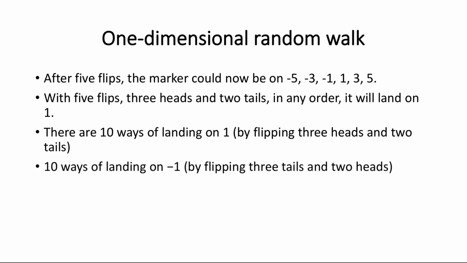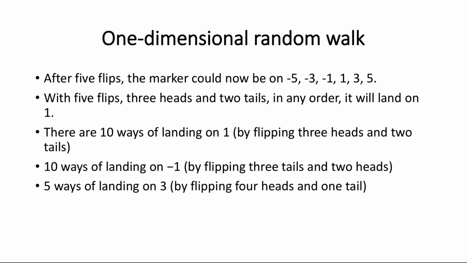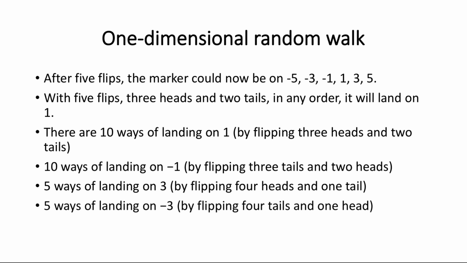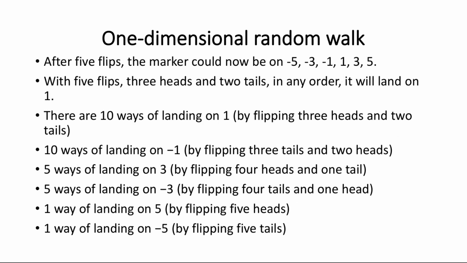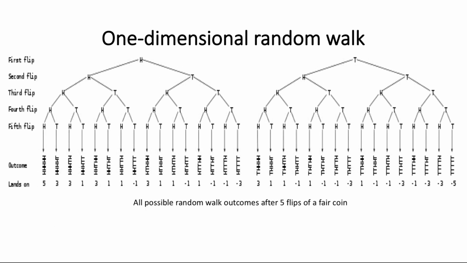10 ways of landing on -1 by flipping 3 tails and 2 heads. 5 ways of landing on 3 by flipping 4 heads and 1 tail. 5 ways of landing on -3 by flipping 4 tails and 1 head. 1 way of landing on 5 by flipping 5 heads, and 1 way of landing on -5 by flipping 5 tails. Let's look at the figure for an illustration of the possible outcomes of 5 flips.